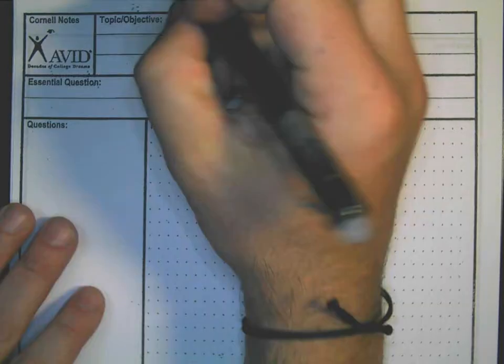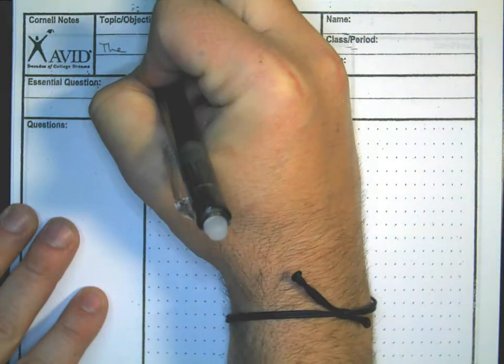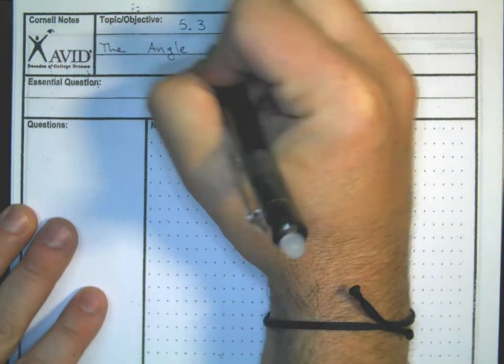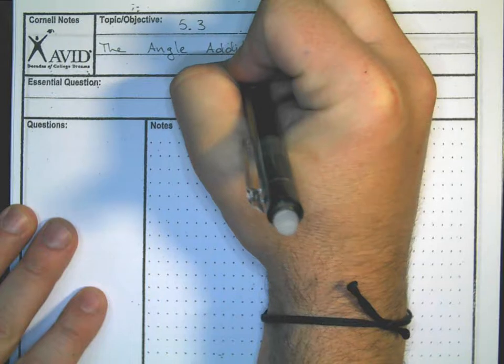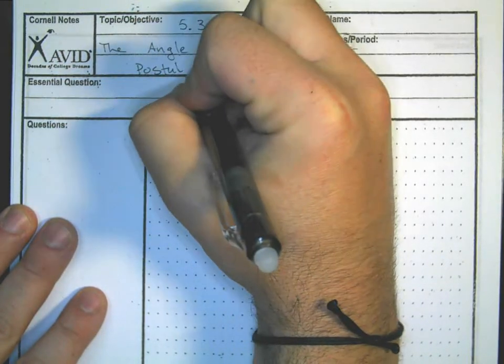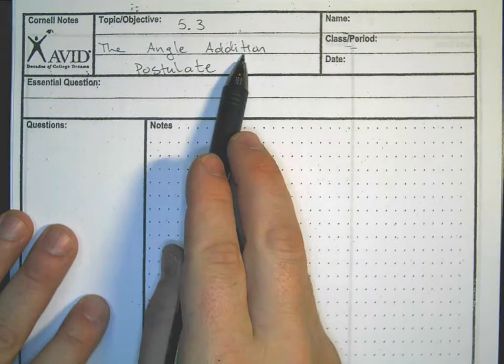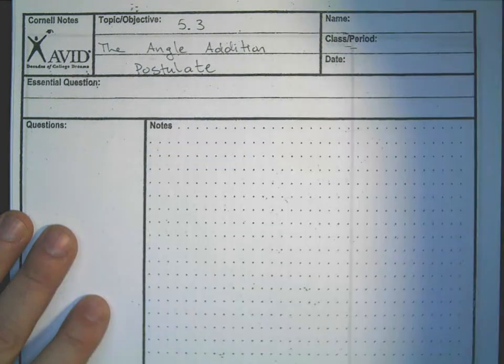In this video, we'll be looking at section 5.3, the angle addition postulates. The angle addition postulates.